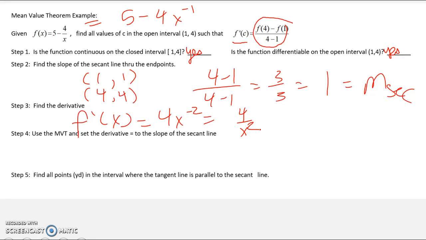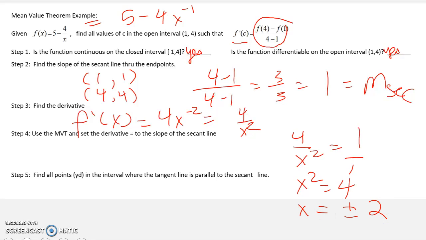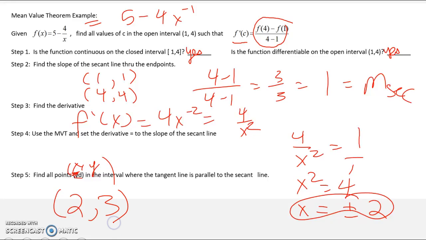So now we're going to use the mean value theorem by setting the derivative equal to the slope of the secant and solving this. I'm going to make it a proportion and cross multiply, square both sides, and you will get positive or negative 2, but keep in mind our interval is 1 to 4, so I'm only going to use the positive root. So the point is 2, it should not say y, it should say x, y. 2, and that's where it's happening. You could plug 2 into the original function and get 3. So the point 2, 3 will have the same slope as the secant.